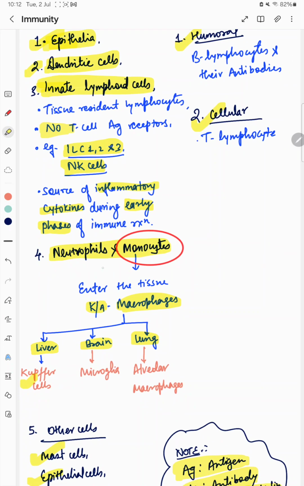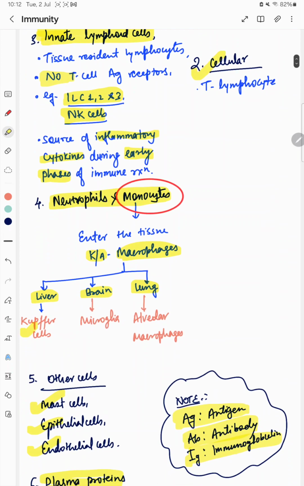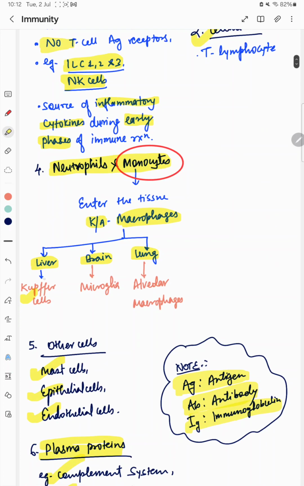Other components of innate immunity include neutrophils and monocytes. When monocytes enter into the tissue spaces, they are known as macrophages. Here are some examples of macrophages: Kupffer cells in the liver, microglia in the brain, and alveolar macrophages in the lung.